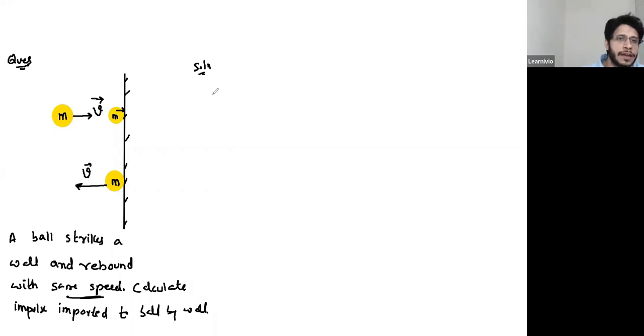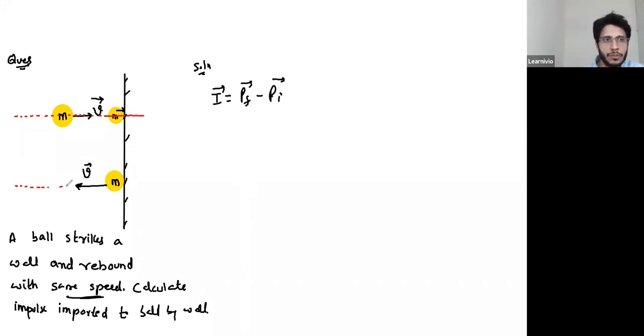So for impulse, I can use this simple expression: final momentum minus initial momentum. Just see and tell me whether this problem is one-dimensional or two-dimensional. Initially the ball is moving along the x-axis. Even after the collision, the ball is moving along the x-axis. So it's a one-dimensional problem.